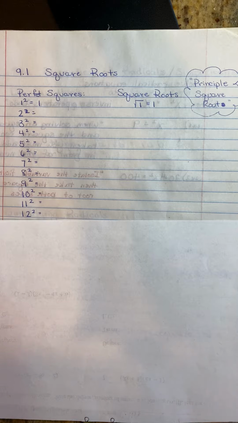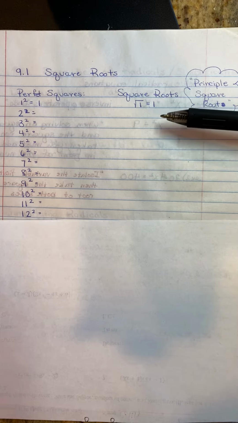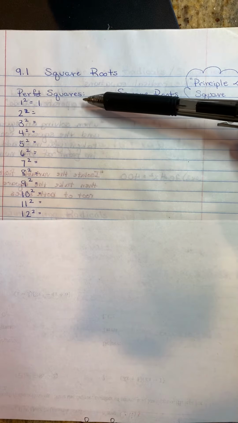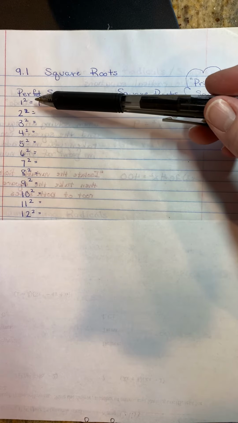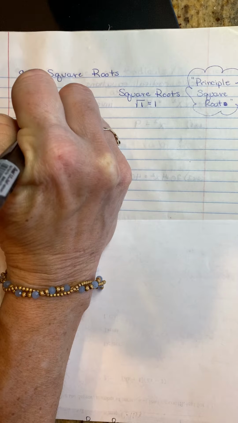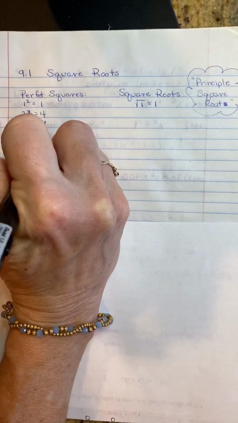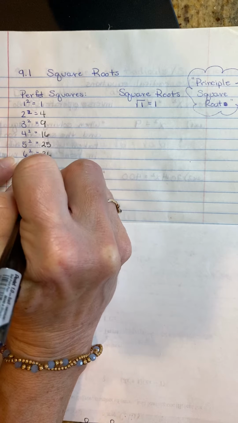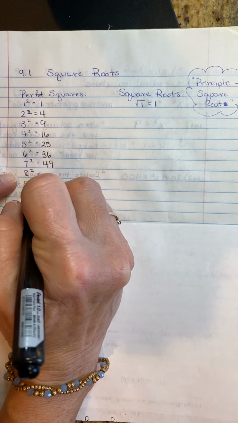Before we talk about square roots, and I'm not exactly sure how much you've studied this, we're just going to start from the beginning. In order to know about square roots, it's important to know what perfect squares are. Perfect squares are derived by squaring a whole number. So 1 squared is 1, 2 squared is 4, 3 squared is 9, 4 squared is 16, 5 squared is 25, 6 squared is 36, 7 squared is 49.